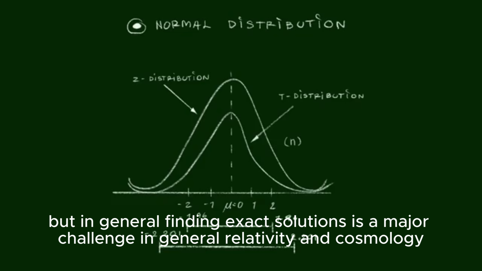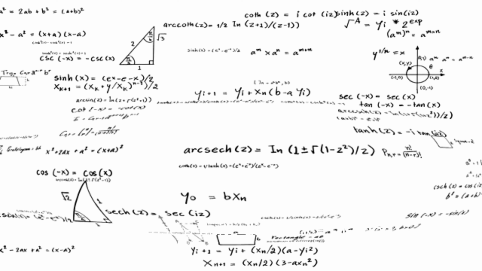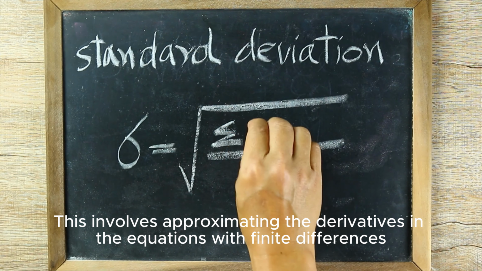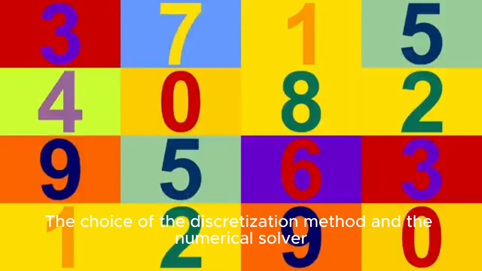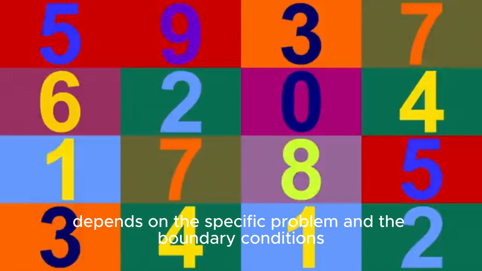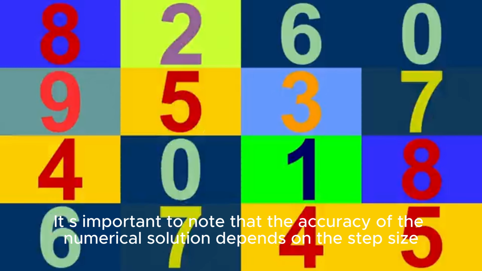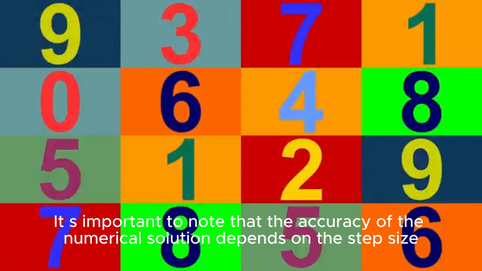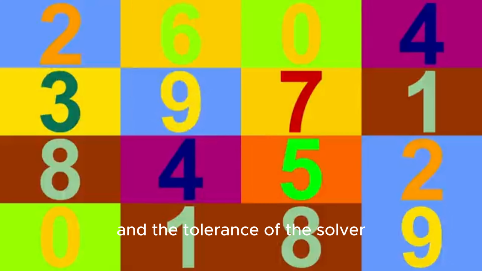To discretize the Riccati equations, we can use a finite difference method. This involves approximating the derivatives in the equations with finite differences. The choice of the discretization method and the numerical solver depends on the specific problem and the boundary conditions. It's important to note that the accuracy of the numerical solution depends on the step size and the tolerance of the solver.